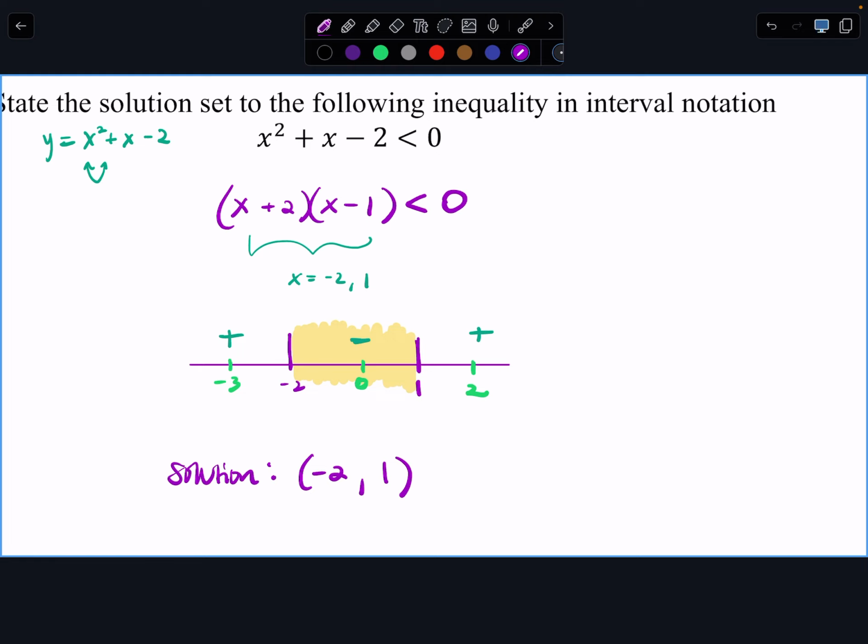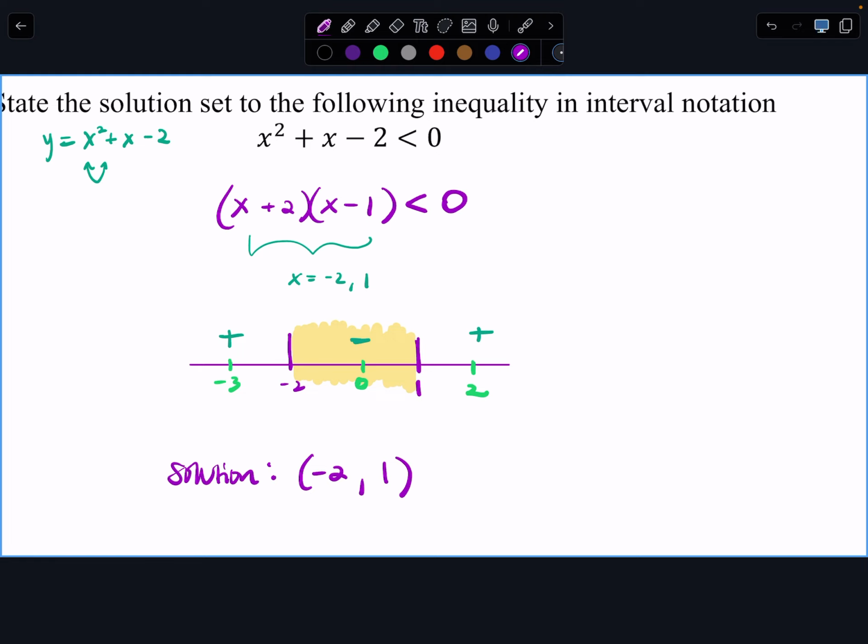Let's say we choose -3 to plug in. What do we end up with? We get -1 times -4, right? Which would be +4. Mental math is hard right now. +4. Is +4 less than 0? No. So this interval wouldn't make sense. Okay, so only the 0 works.